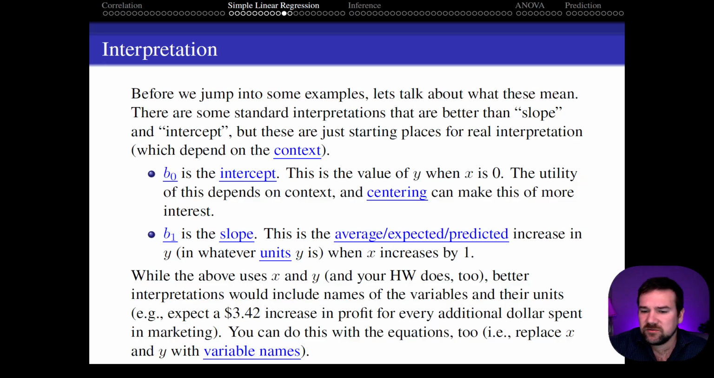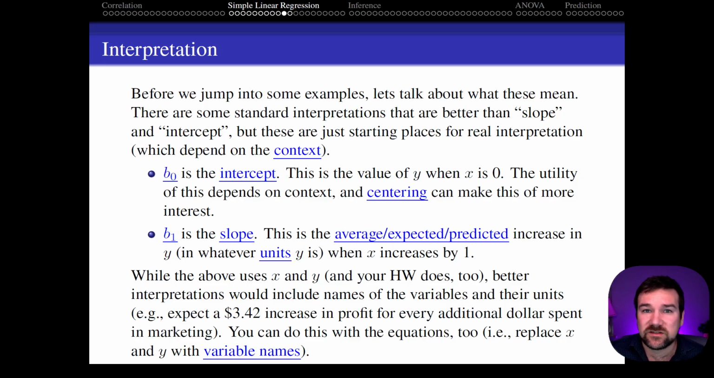So we'd say, well, you could expect a $3.42 increase. Note that it uses the units in profit, the variable name, as opposed to Y. For every additional dollar, again using the units of X, spent in marketing, using the variable name for X instead of the letter X. And again, that's much, much more interpretable and much more actionable.